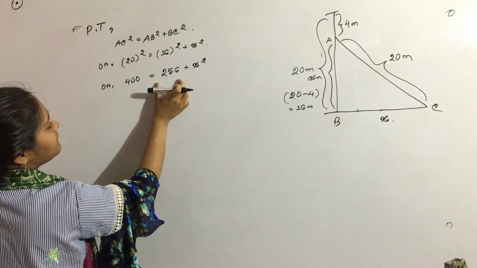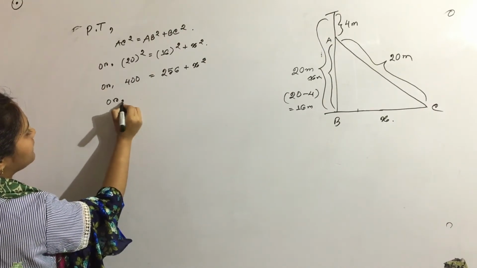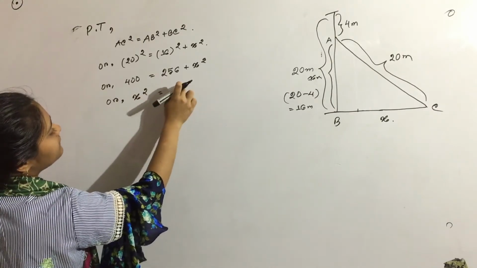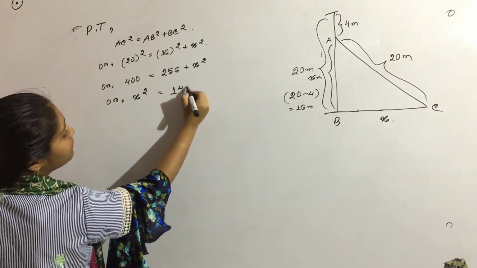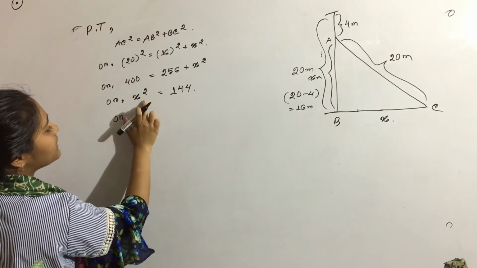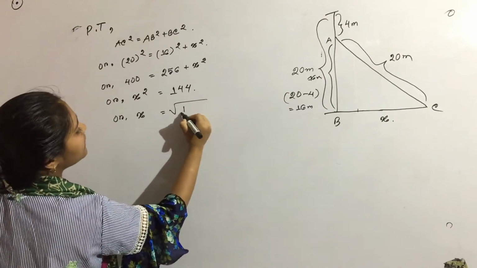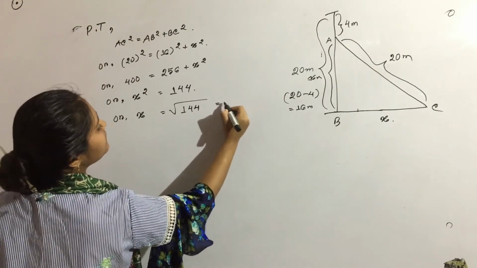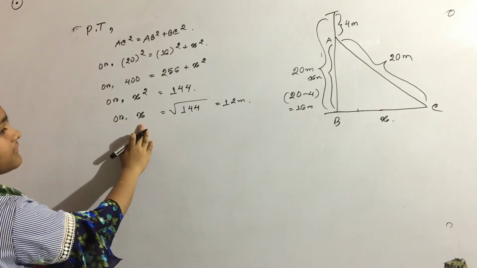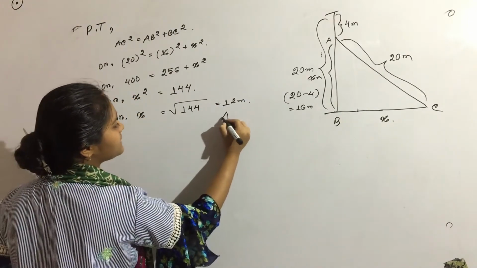The 256 will come in minus in here, or we can write that x squared equals 400 minus 256, being 144, or x, the square here will come over root in here. So x being root over 144 is equal to 12 meter. So we can find the length x, which is BC, as 12 meter. This is the answer.